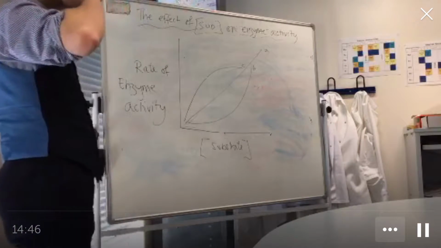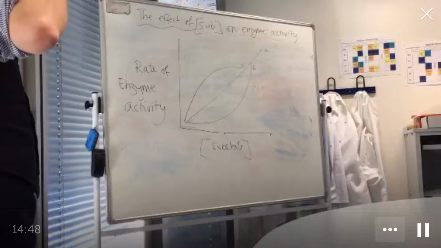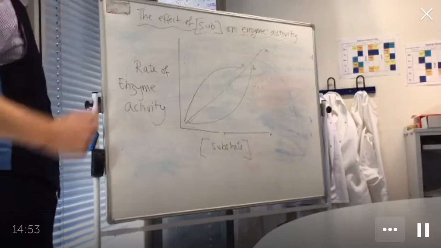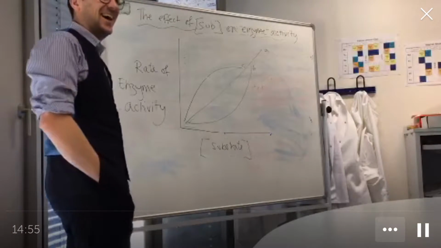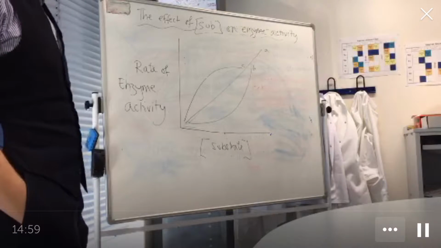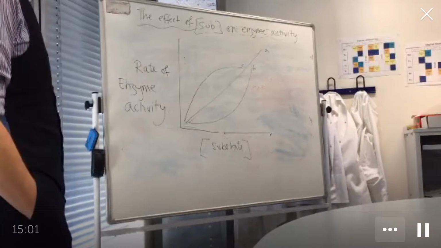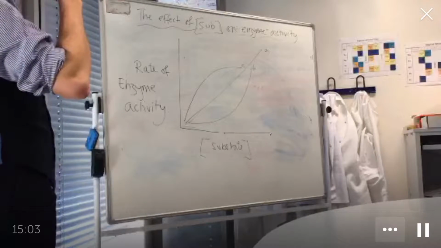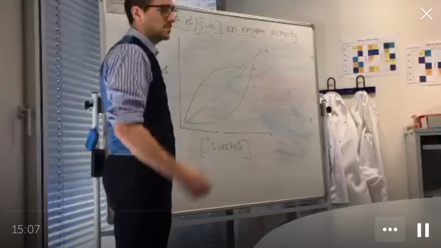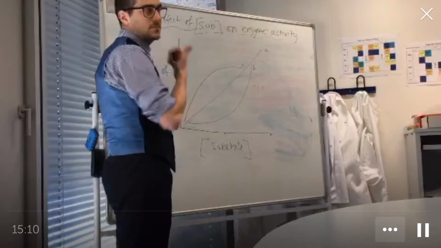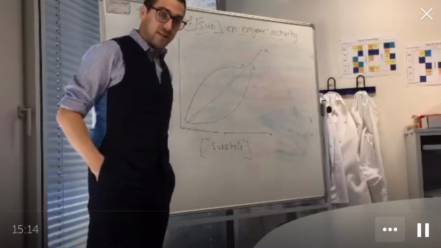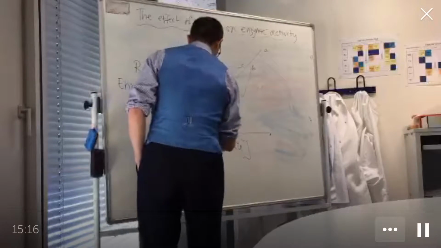I think I like B, but I think it has to be C because it cannot go on forever. It has to plateau at some point. I'm going to go with C, because the more the substrate concentration increases, it will get to a certain point where no matter how high the concentration goes, it's not going to change anything. Okay, so you're right. The answer is actually C.